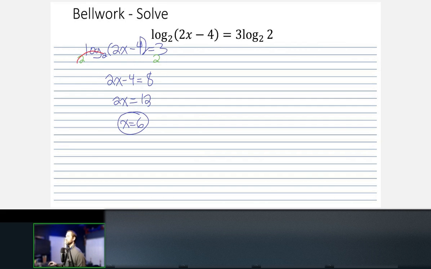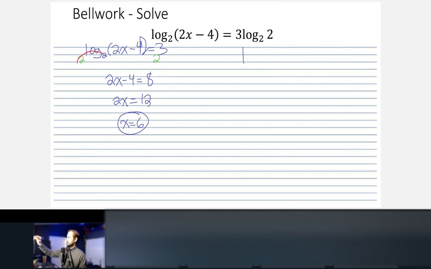The 3? This 3. So log base 2 of 2 becomes 1, and then 1 times 3 is 3. Did anybody move this coefficient to become an exponent to this log? We could have, but nobody did it that way. Let me just show that.